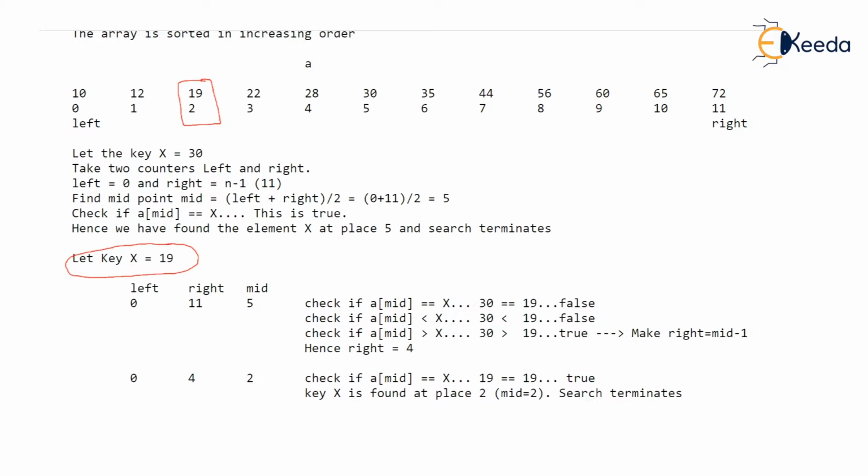Left begins with 0 as you all know and right begins with 11. Binary search always begins with the two counters left and right starting from two extremes. So left is 0 and right is 11 and we calculate the mid. Mid is calculated as left plus right upon 2. So this time 0 plus 11 upon 2, that is 11 upon 2, is going to be 5. Now we got 5 as midpoint.